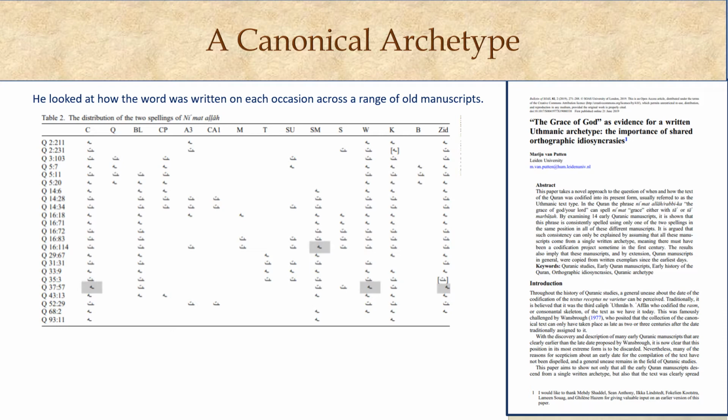Now, Dr. Van Putten has plotted on a chart each instance in which this phrase Nima Allah appears in an old manuscript, and this is a chart that he has produced. The letters or combination of letters and numbers along the top represent old Qur'an manuscripts. Some of them appeared in the chart that I showed in the first slide.